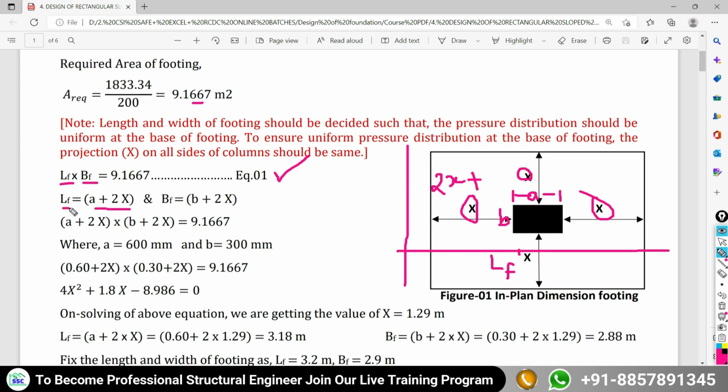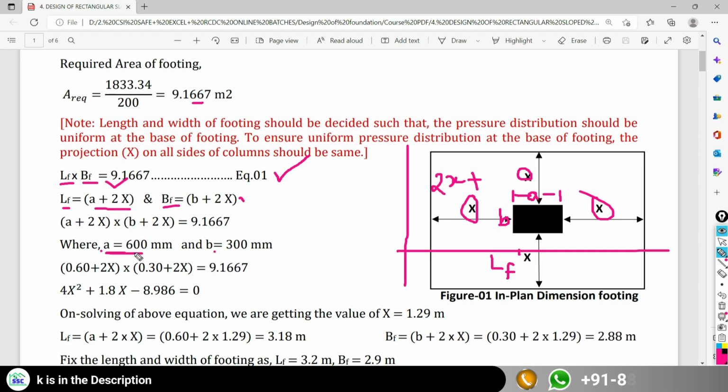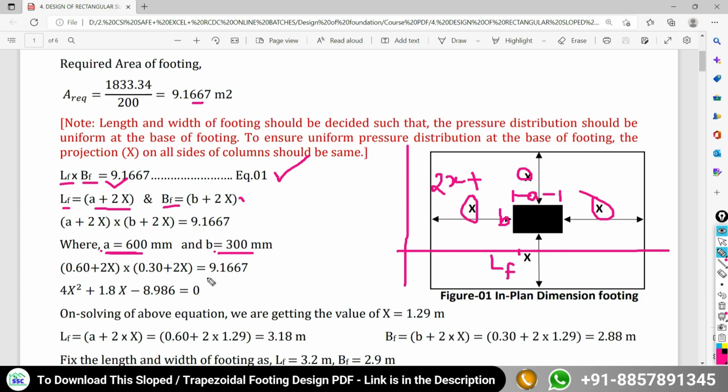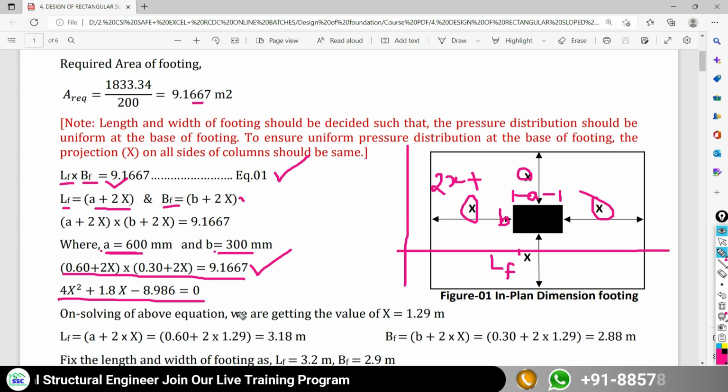So we have the length of the footing and the width of the footing. I am going to put these two values in equation first. When you put these two values in equation first, along with the dimensions of your column as 600 and 300, you will get this equation finally. And if you solve this equation, you will get a quadratic equation. After solving this quadratic equation, you get the x value equal to 1.29 meter.